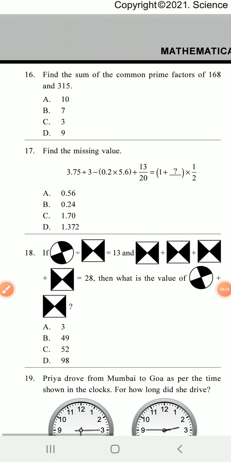In 17, find out the missing value. So calculate it, and you can put in every value and check that LHS equals RHS. Then 17, A is the answer.